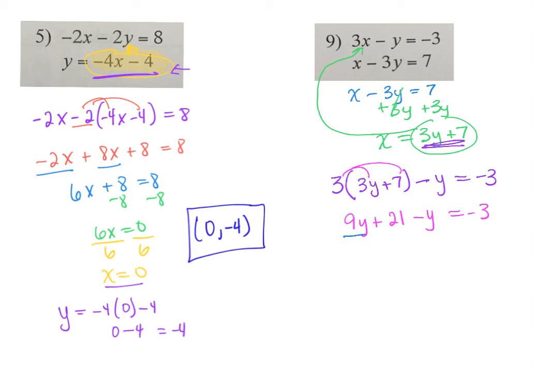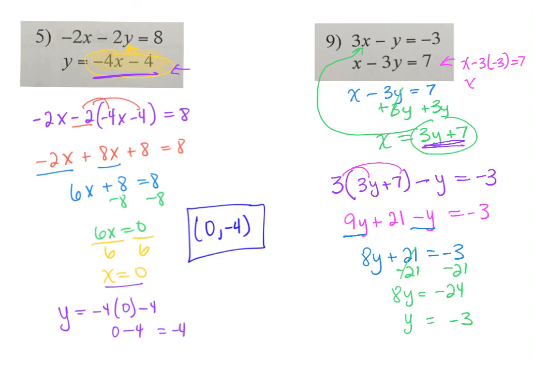Combine my like terms, 9y and -y. 8y plus 21 equals -3. And continue solving, subtract your 21. 8y equals -24. So when I divide, I get y equals -3 here. And then once I know that, I can plug it back into an equation. So if I take it back up here to this equation, I can say x minus 3 times -3 equals 7. x plus 9 equals 7. x equals -2. So my final answer for this one would be (-2, -3).